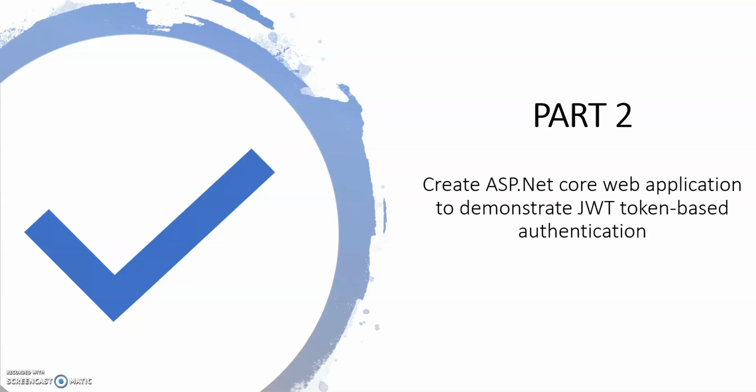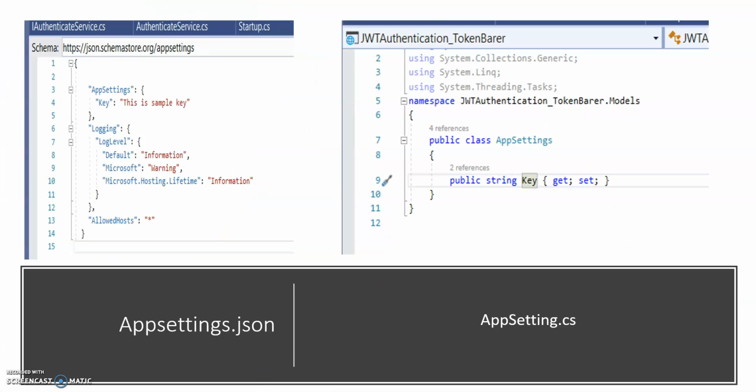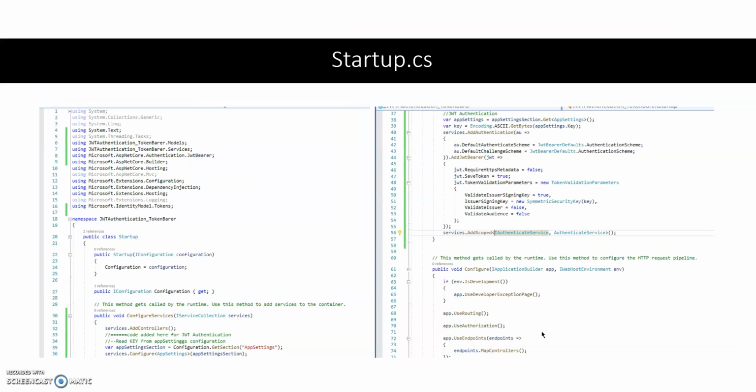For the second part, to create a C# application to demonstrate JWT token based authentication, we first need to create a new ASP.NET Core web application, and we have given it the name JWT authentication token bearer. Once created, we need to add a key for encryption in appsettings.json. So here is the sample key which we have added in appsettings.json. Now we have created the AppSettings.cs class. We have created the startup class, that is Startup.cs.